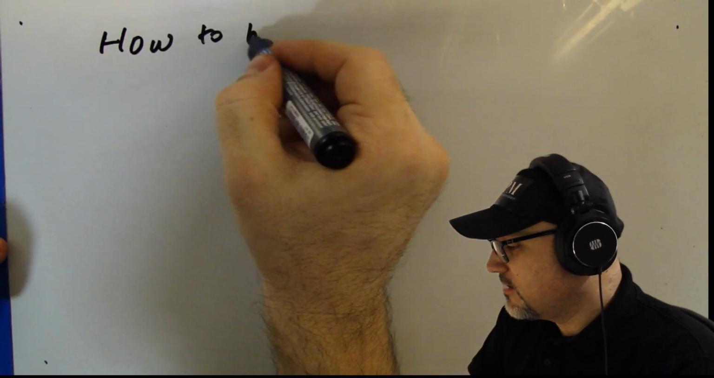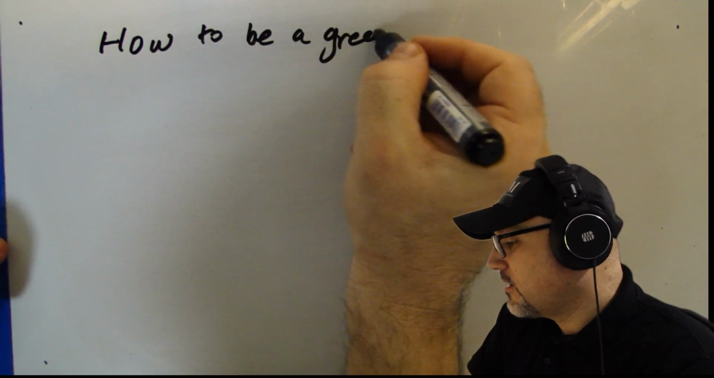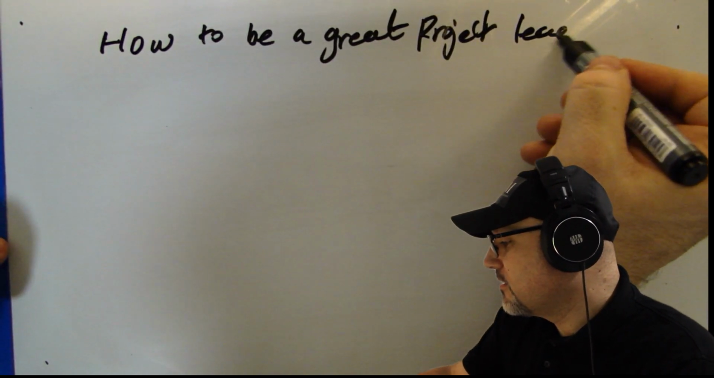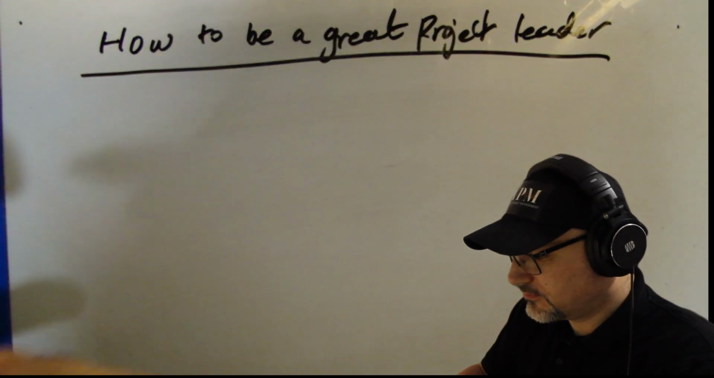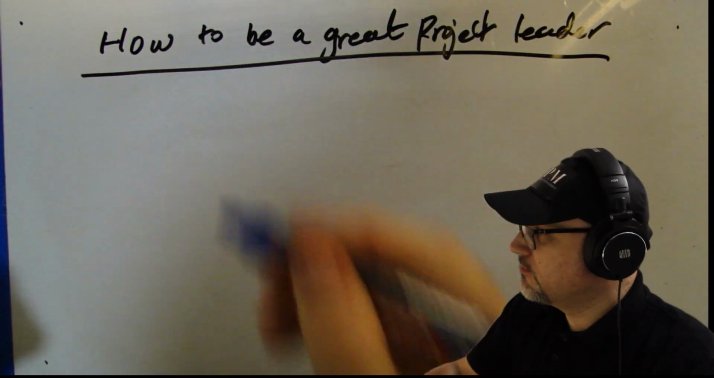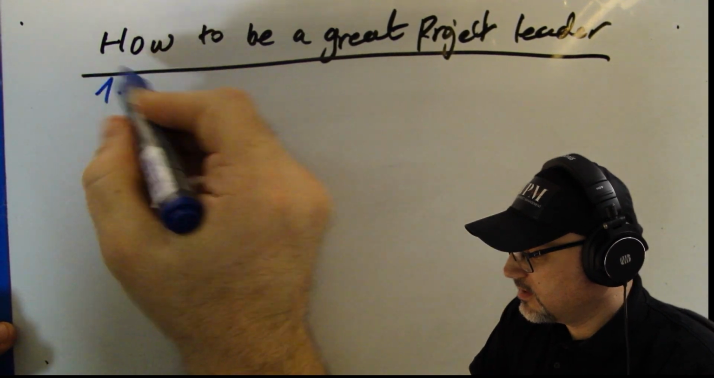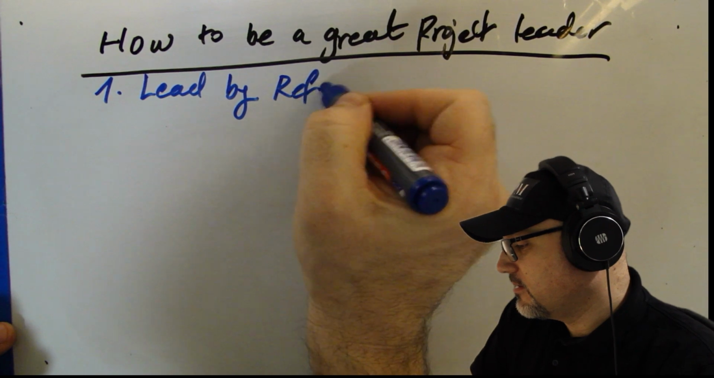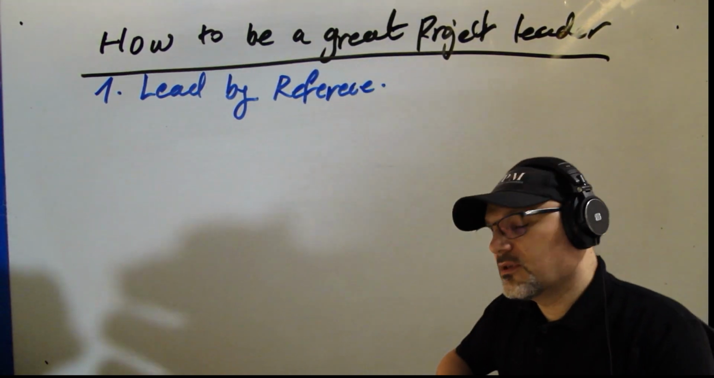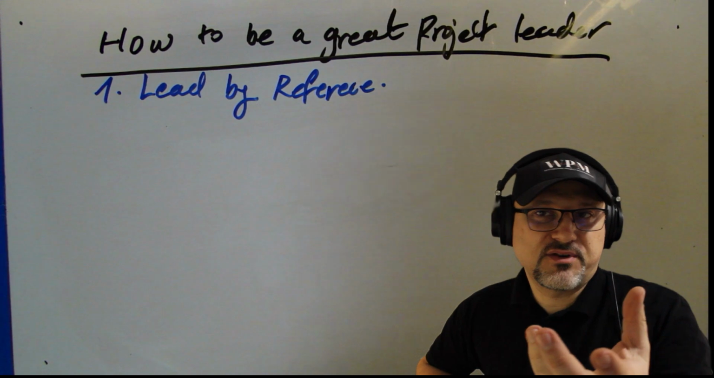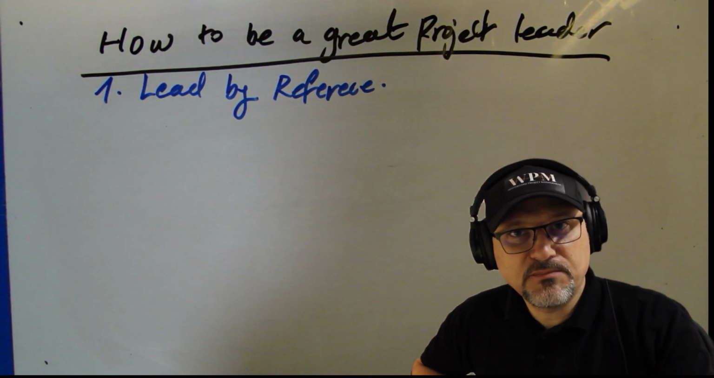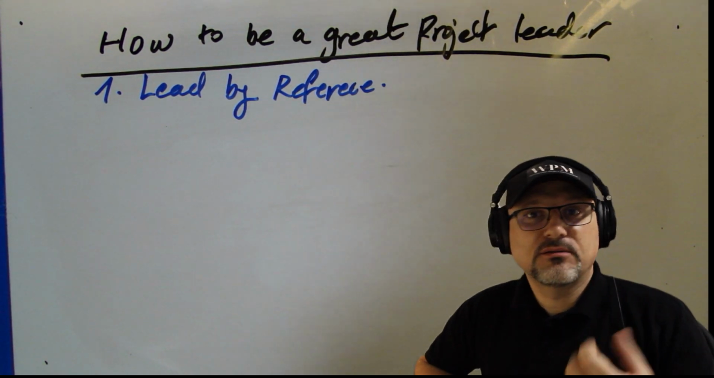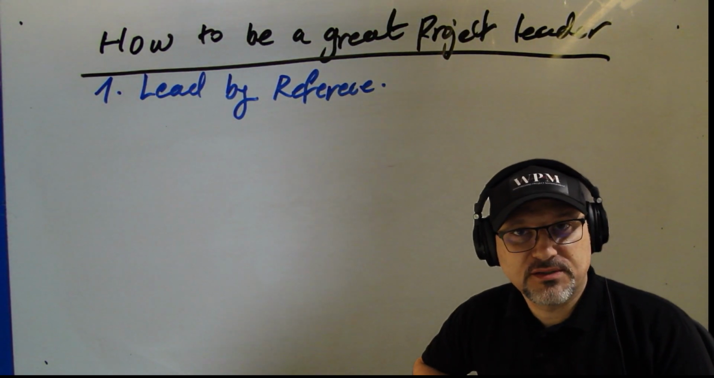How to be a great project leader. Point number 1. I will mention lead by reference. It means you need to show a reference, you need to show an example for your team to prove to them that your way is a good way and make them more confident.